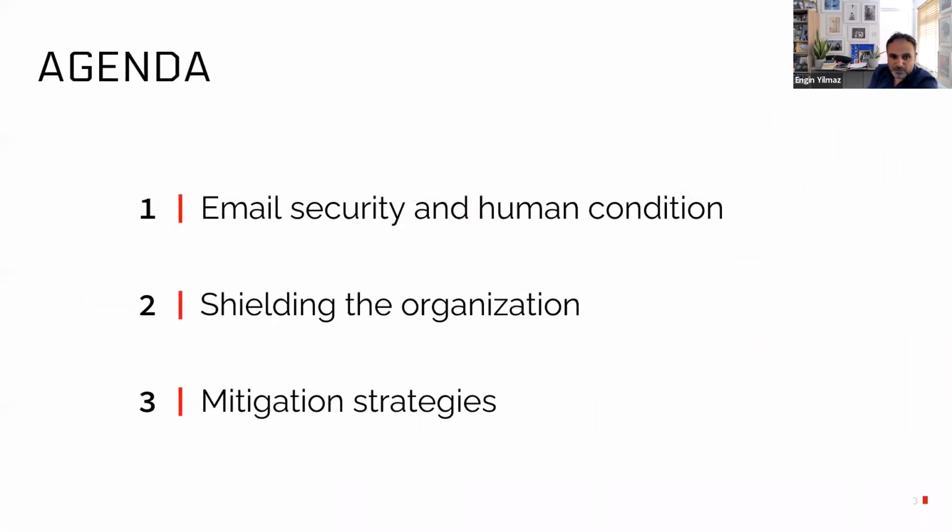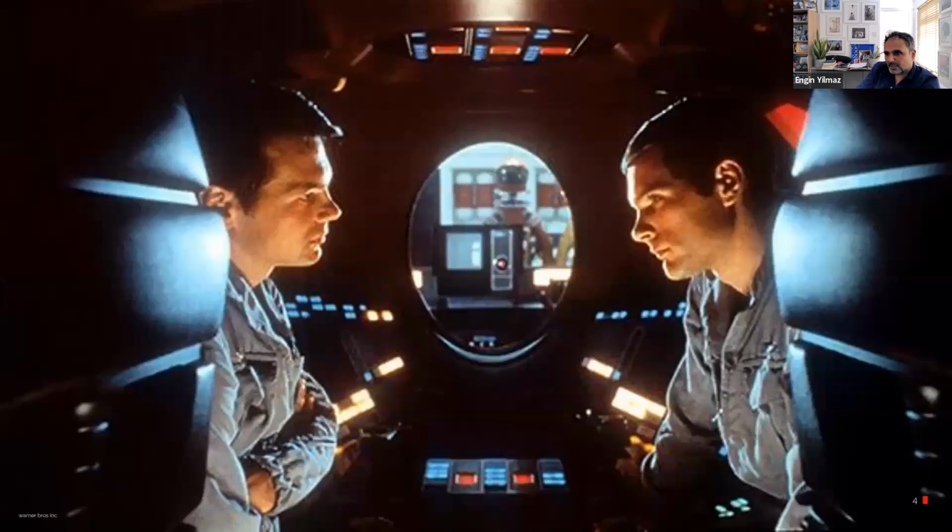So today we're going to talk about plugging the gap, but specifically email security and how it relates to the human condition, and the kinds of measures and trends and other pieces that reflect upon that, or how you might go about shielding the organization, and some of the mitigation strategies that you might employ to make that happen. So let's start with that human condition.